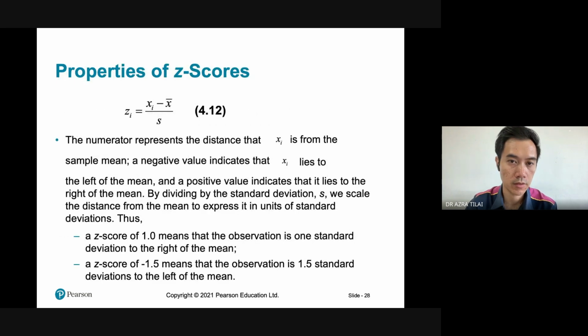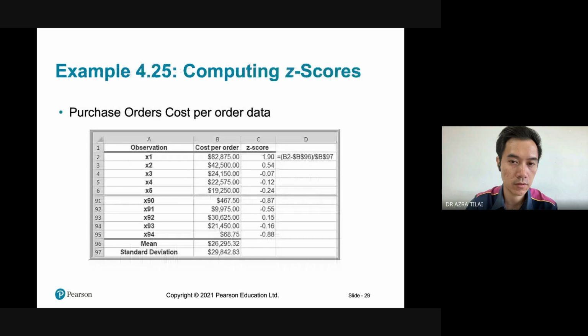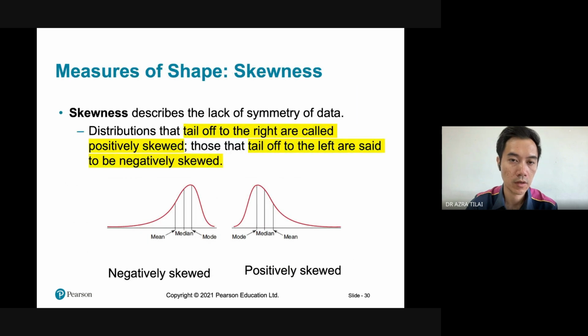right. Let's go. Skewness. Okay, skewness describes the lack of symmetry of data. Distributions with the tail on the right are called positively skewed. Thus, the tail to the left are said to be negatively skewed. So we have negatively skewed and positively skewed.